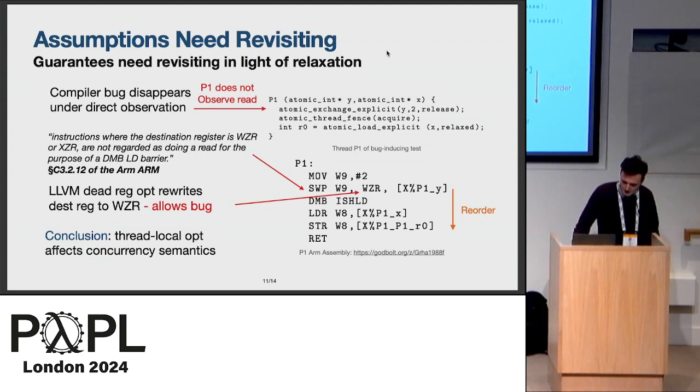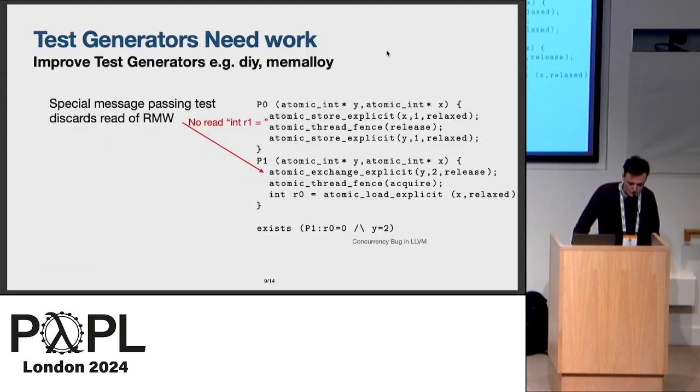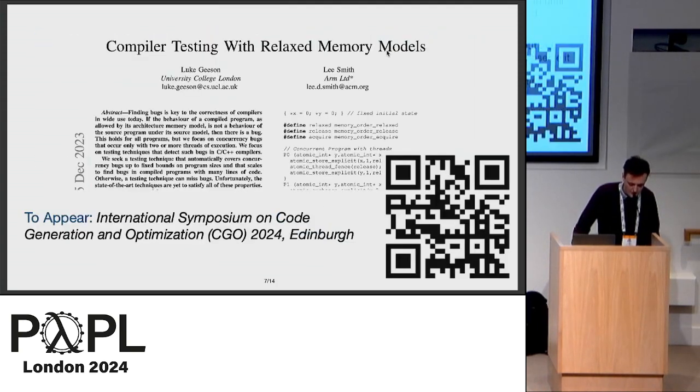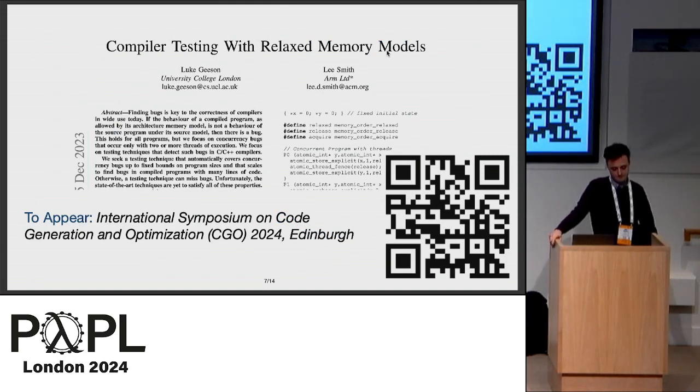Do you have the bug number for LLVM? Yeah, I can give you the bug report. I can ask in the break if it's easier. If you go to my CGO paper, shameless plug, it's the running example in there. Okay, great, perfect. Thank you.